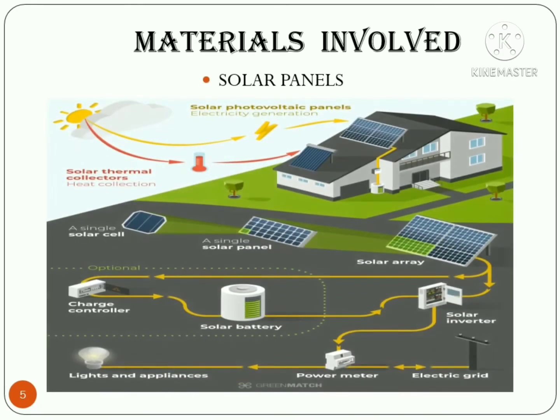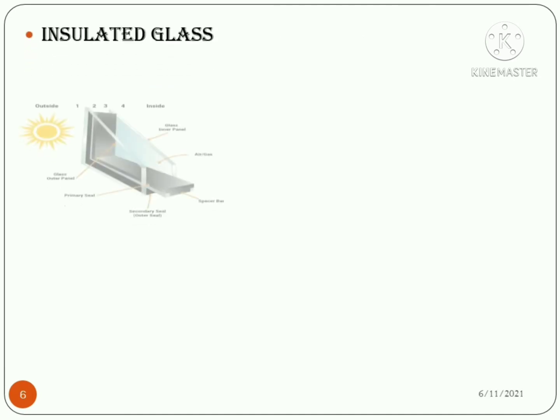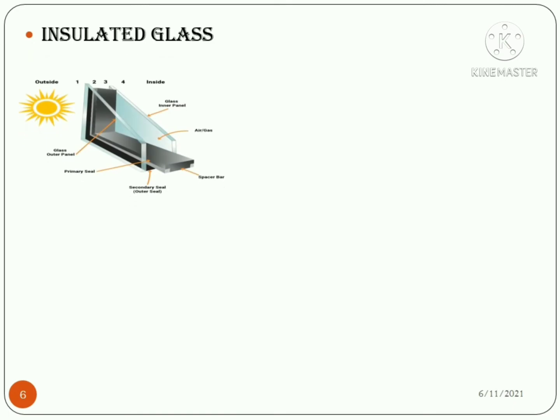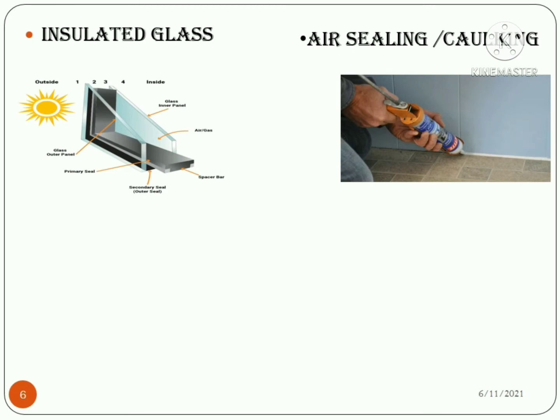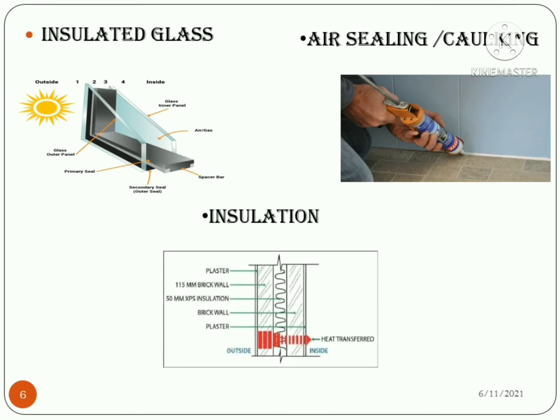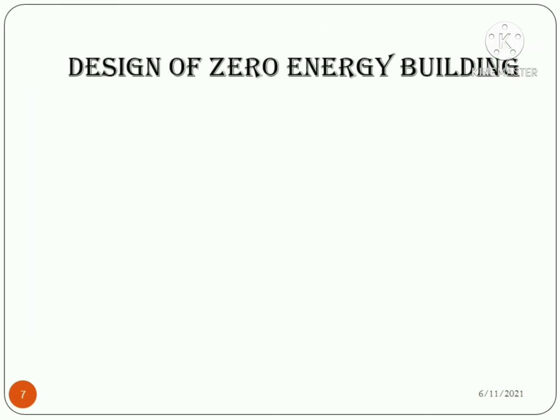Material involved in solar panel system: power meter, solar battery, charge controller, lights and appliances, electrical grid, solar inverter, solar PV panels, insulating glass. Insulating glass consists of two or more glass window panels separated by vacuum to reduce heat transfer across a part of the building envelope. Air sealing is a systematic process of finding and sealing air leakage points to reduce the amount of air that leaks in and out of the building. Insulation helps to increase the energy efficiency of our building by reducing the amount of heat that escapes from it in the winter and keeping it from getting too warm in summer months.